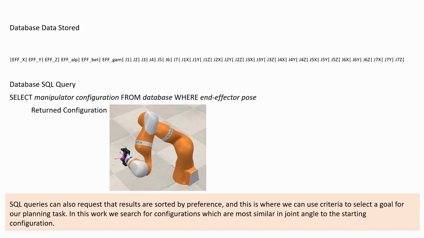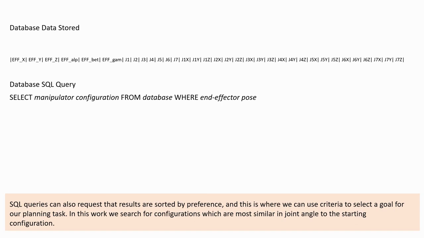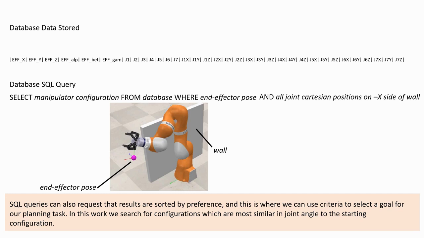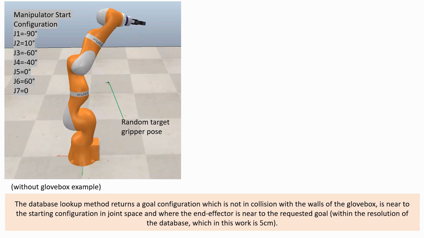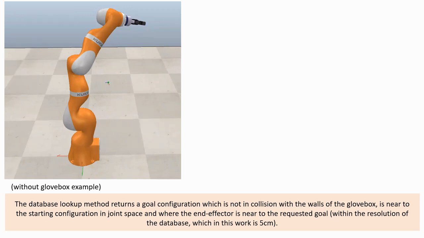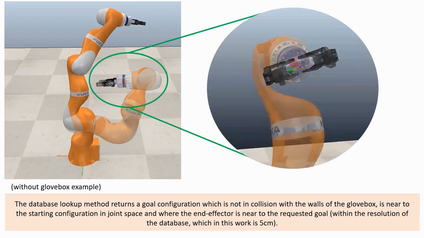SQL queries also request that the results are sorted by preference, and this is where we can use criteria to select a goal for our planning task. In this work, we search for configurations which are most similar in joint angle to the starting configuration. The database lookup method returns a goal configuration which is not in collision with the walls of the glovebox, is near to the starting configuration in joint space, and where the end effector is near to the requested goal, within the resolution of the database, which in this work is 5 cm.